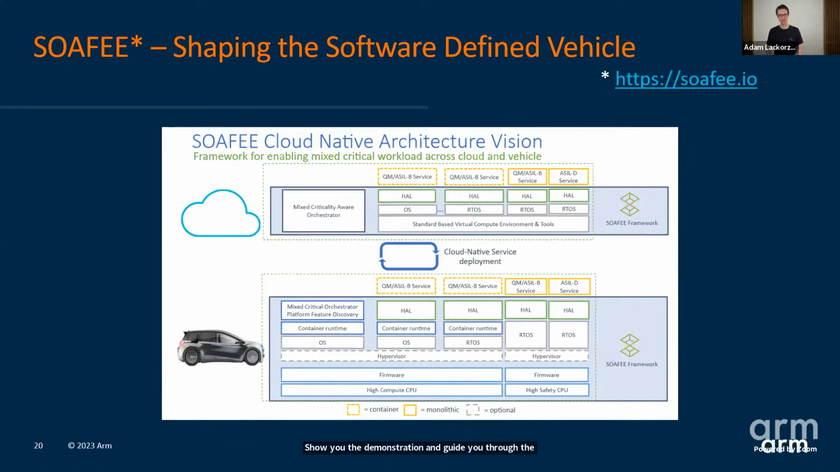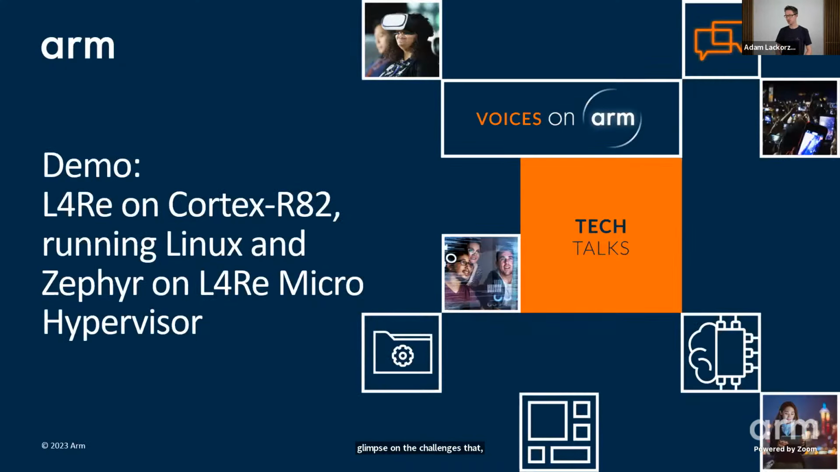I hope you got a glimpse of the challenges that the automotive industry is facing here. What we show you now in the next minute is the L4Re system as it runs in the Arm FVP simulator. When Adam gave the introduction to the demo that we have shown that is available on YouTube, this was actually two systems: the Cortex-A profile system with the Neoverse and the Cortex-R. They are connected to each other, but they are still separated from each other.